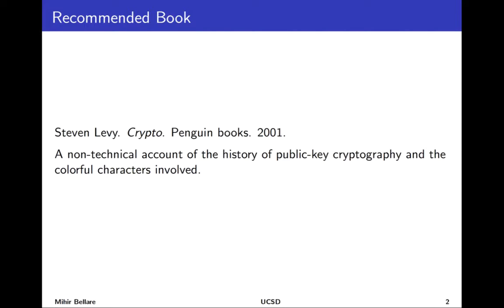This is a fascinating story, how public key encryption and asymmetric encryption in particular were developed. You can read this book, for example, if you have some free time on your hands. It's a non-technical historical account. It talks about all the different people involved, who were quite colorful characters. They're all well and alive today. You can go to cryptography conferences and meet them.